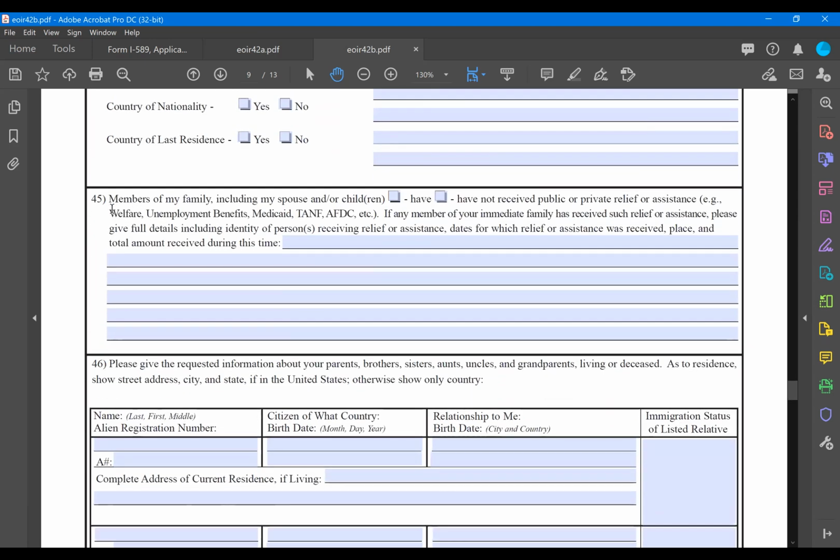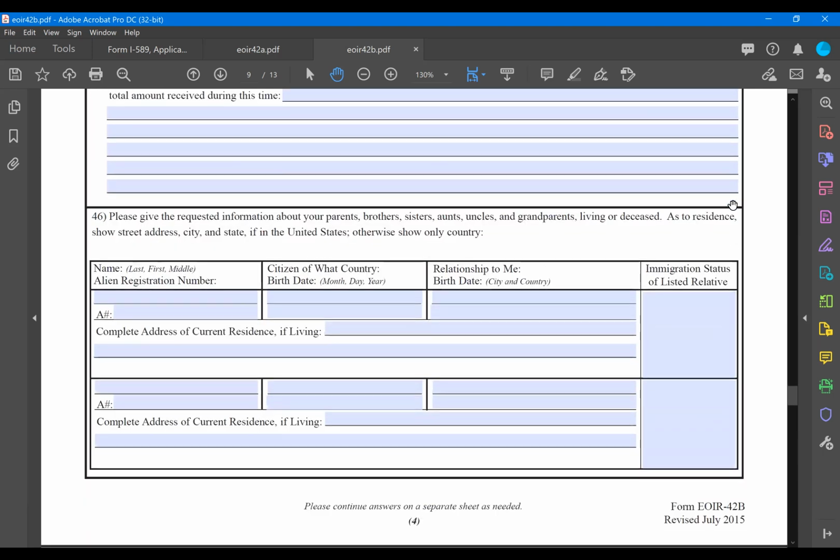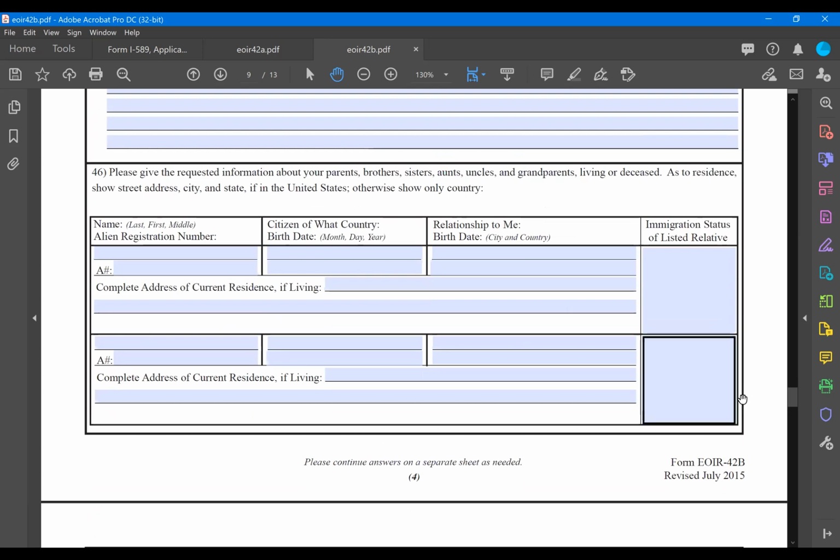Here's that question, whether members of the family have received any kind of assistance. And again, we're asking about their extended family here, and we're going to need an addendum because you have to go over parents, brothers, sisters, aunts, uncles, and grandparents, living or deceased. It's going to be more than 2 people. You've got to have another page.